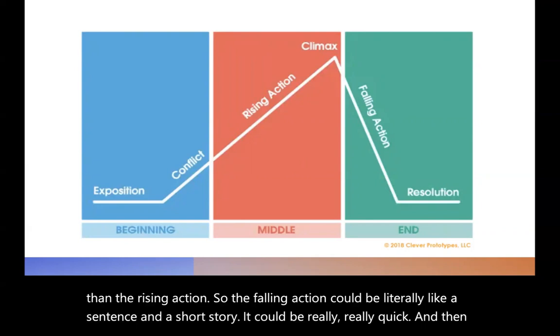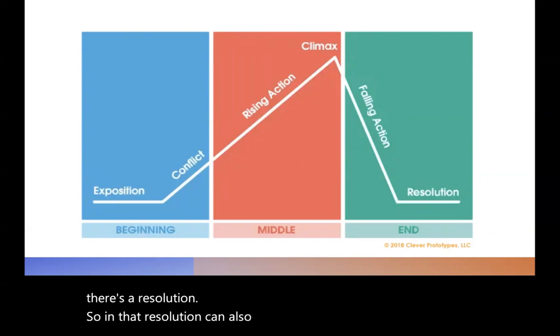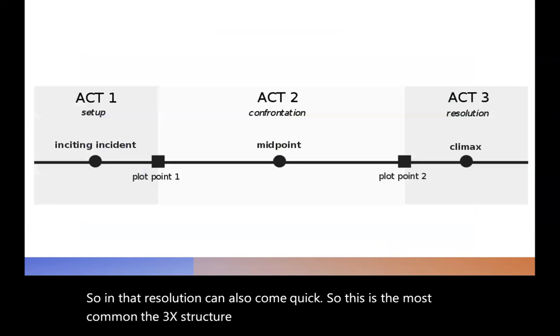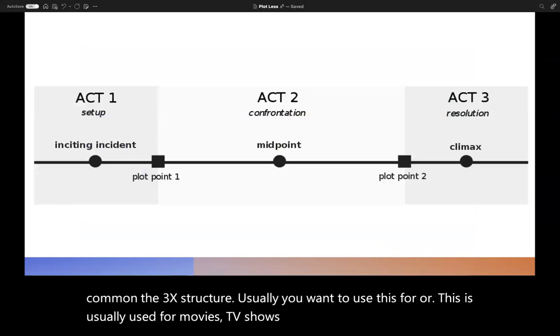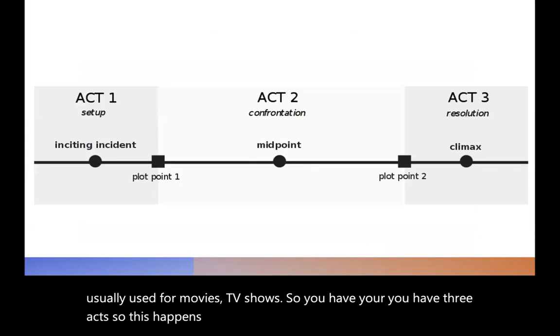And then there's a resolution. And that resolution can also come quick. So this is the most common. The 3-act structure is usually used for movies and TV shows. So you have 3 acts. So this happens in 3 sections.